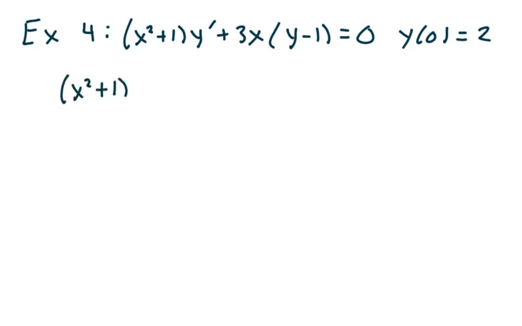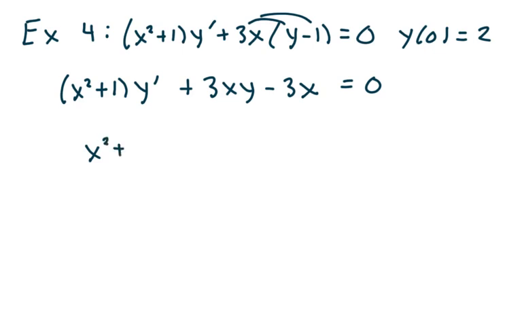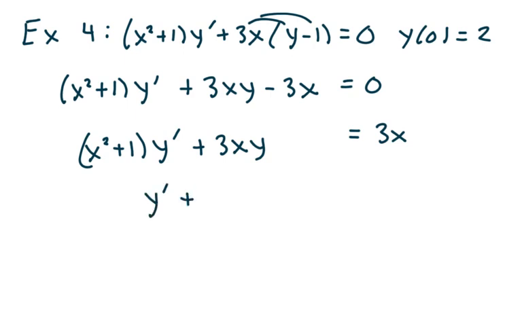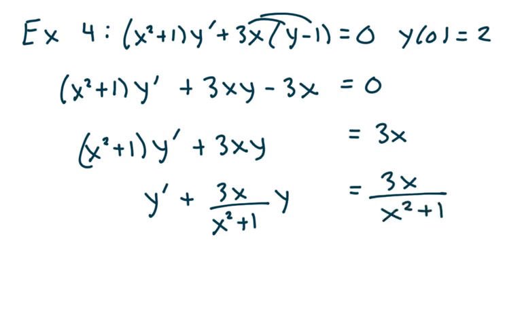And so we need to manipulate this a little bit. So we're going to write this as x squared plus 1 times y prime. Distribute the 3x in, and we get 3xy minus 3x equals 0. So x squared plus 1 y prime plus 3xy is equal to 3x. Divide both sides by x squared plus 1. And so y prime plus 3x over x squared plus 1 times y is equal to 3x divided by x squared plus 1. So now we're in position for the integrating factor.